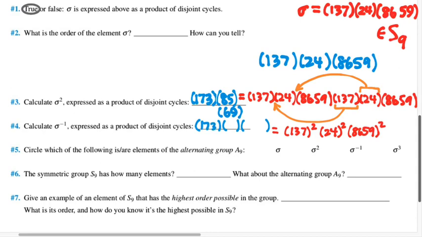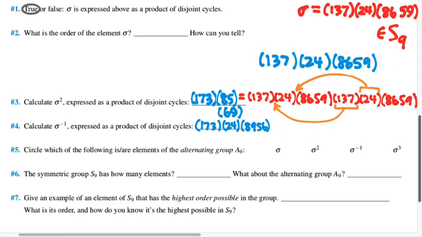For the inverse, I get 1, 7, 3, 2, 4, 8, 9, 5, 6. Do you have the same thing that I have? Do you have something different? You might have something slightly different. Did anyone have something besides 8, 9, 5, 6 for this 4 cycle?